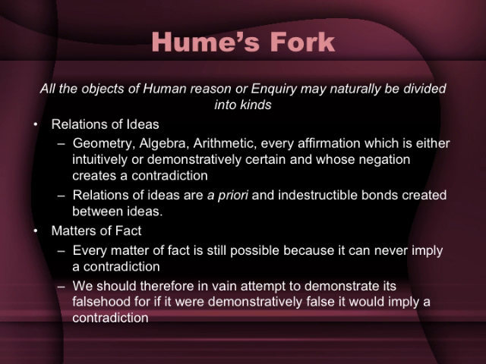If I say all bachelors are unmarried men and Jim is an unmarried man, Jim is therefore a bachelor by definition. That's that indestructible bond that relations of ideas create. It's a way of deductively reasoning through an argument from certain premises to a certain conclusion. So much so that if I negate the conclusion, Jim is not a bachelor, I must negate something in the premises, or it's going to create a contradiction.